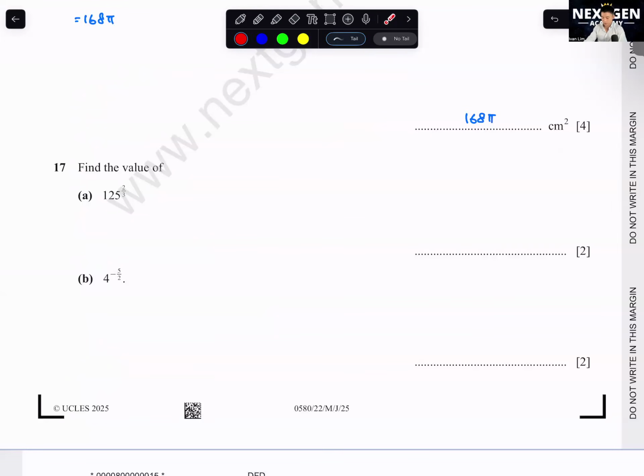Indices. Go practice on your indices. 125 to the power of 2 over 3. Whenever you see a fractional power, always do the root first, which is the value at the bottom. We will write it as cube root of 125 squared. Please don't do the square first. The value will be very big and very hard to figure out. So what's the cube root of 125? What cube is equal to 125? 5 cubed. So this will be 5 squared, which is 25.